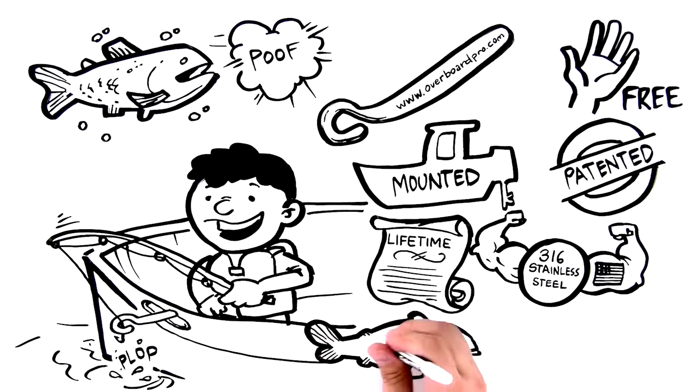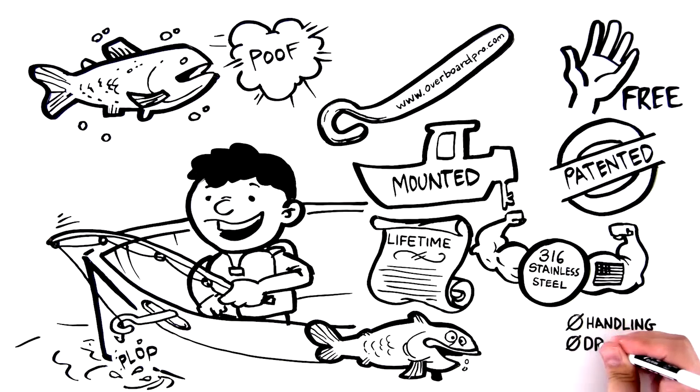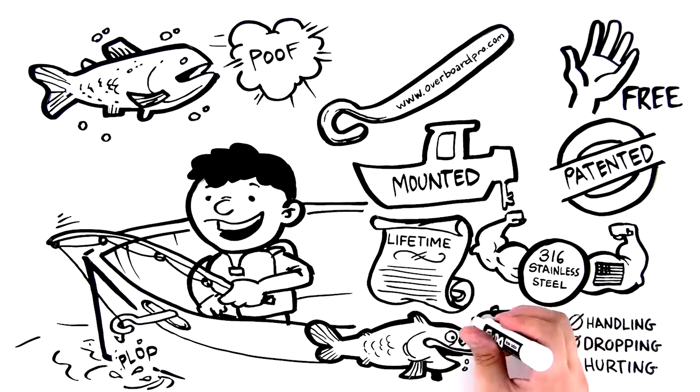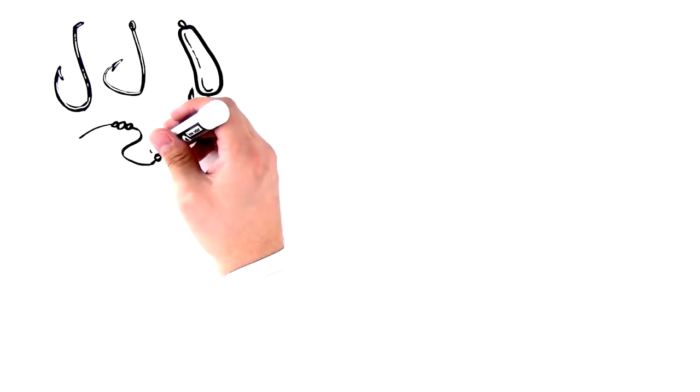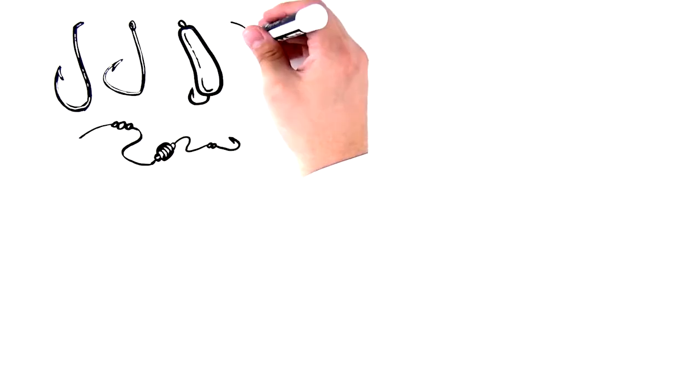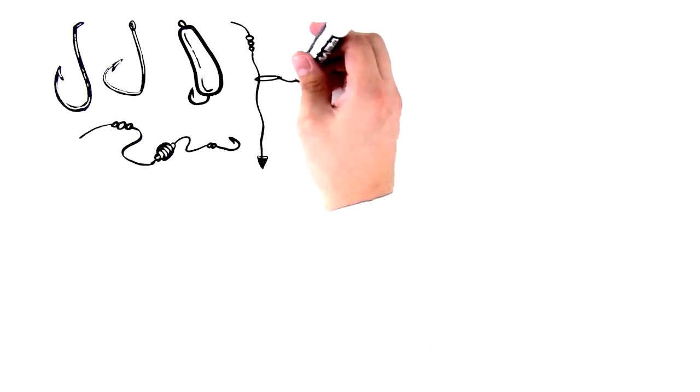Overboard Pro is good for the fish because it eliminates handling, dropping, or hurting them, and gets them back into the water as quick as possible. It's good for the fishermen because it's so easy to use, working with all kinds of hooks like J-hooks, circle hooks, Johnson spoons, grouper rigs, permit rigs, or just about any other single hook fish hook or rig.